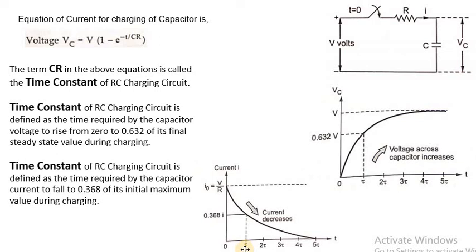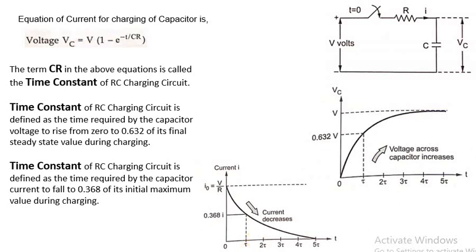So this way you can define the time constant of RC charging circuit for voltage graph as well as for current graph. For voltage graph, as voltage is increasing, so time required to capacitor for increasing the voltage from 0 level to 0.632 V level, that time is measured in terms of time constant. And in current graph, the current starts falling. So the current is falling from initial maximum value to 0.368 times initial maximum value. So that much time required by the capacitor is called as a 1 tau.